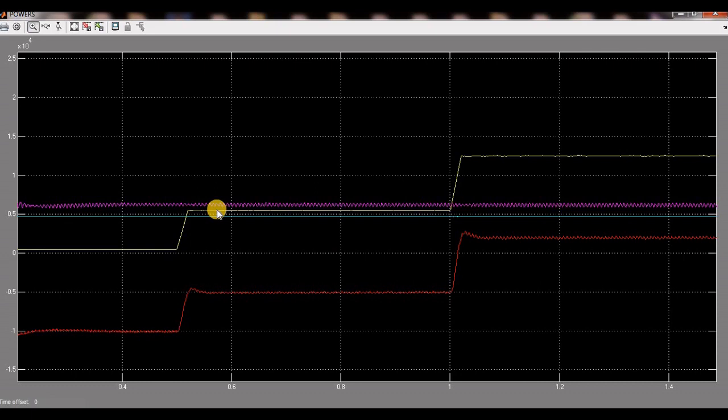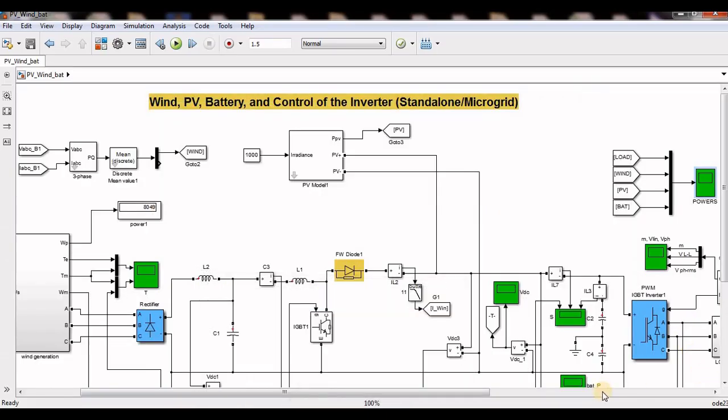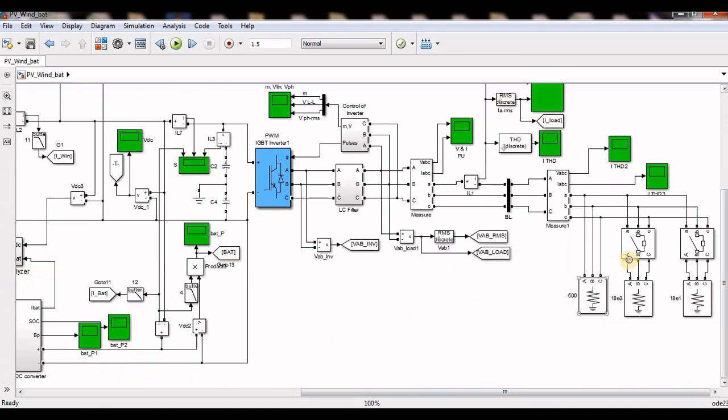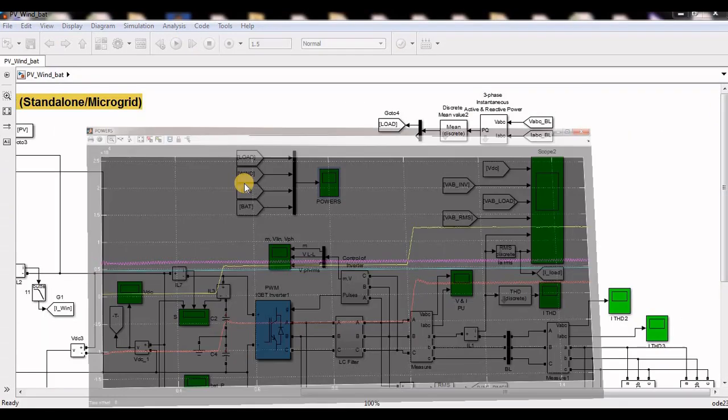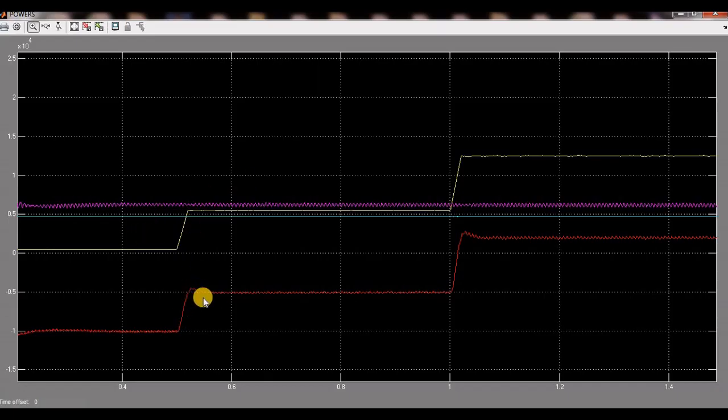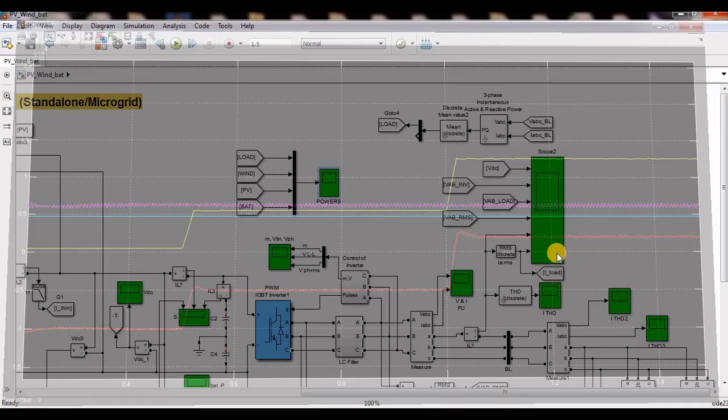Once the first load of 5 kilowatts is connected at around 0.5 seconds, you can see the battery's charging power is reduced, because the generation is still more than the load. After 1 second, I again connected 7 kilowatts. So in that case, the total generation is very less compared to the load, and the battery now goes into discharging. Negative power of the battery represents charging, and positive power of the battery represents the discharging mode.